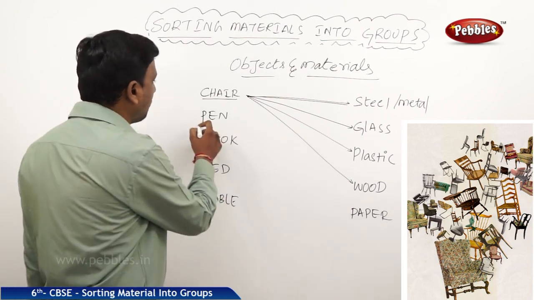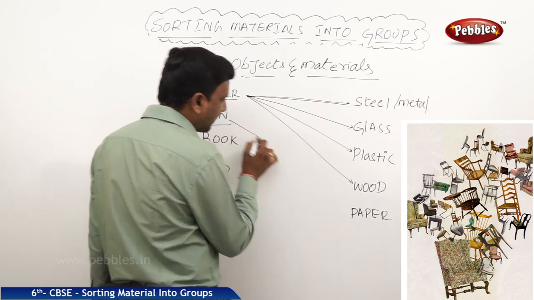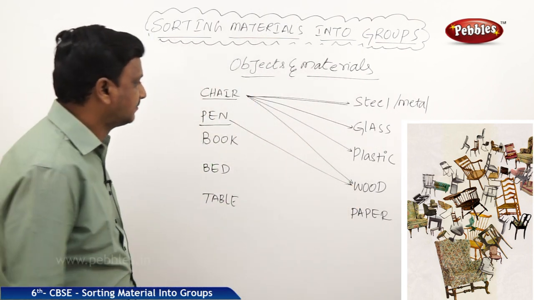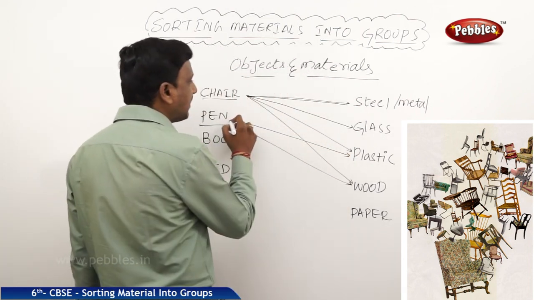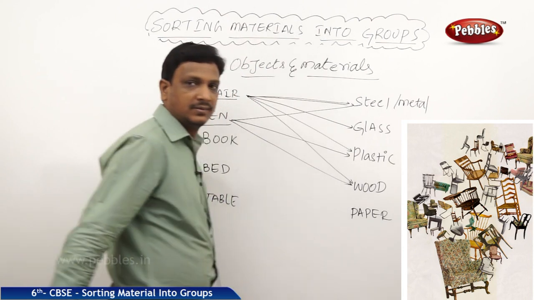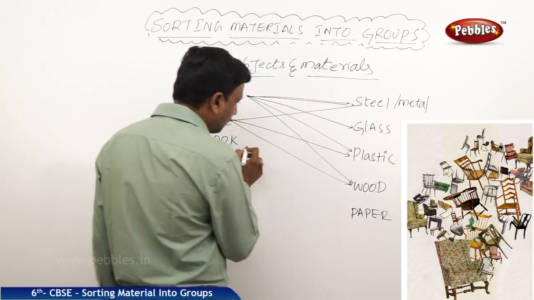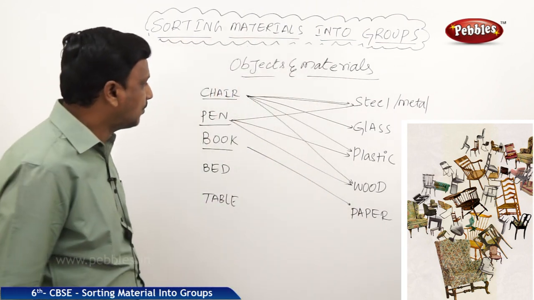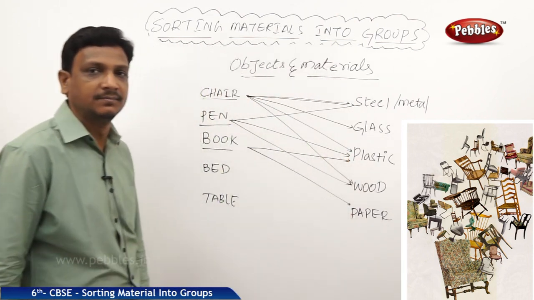Let us go to the next one, a pen. So, pen, in olden days, wooden pens, right? Then we have plastic pens, we have metal pens also, right? Book is made up of paper. Of course, books are made up of plastics also. Plastic paper is also available, very rare.